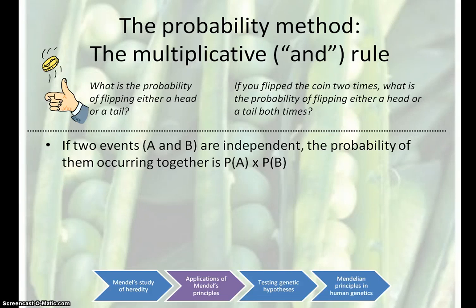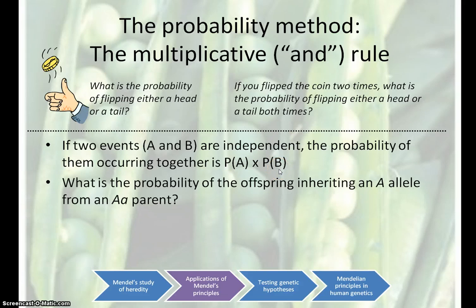All right, so the multiplicative rule. If you have 2 events, in this case a head or a tail, or A or B, if they're independent of each other, which means when you flip a coin, you have equal chance of getting one or the other, the probability of them occurring together, that's where my AND comes in. That's why I call it the AND rule. The probability of having those 2 events both occurring is going to be the probability of the first event, let's say tails, times the probability of the second event, maybe getting tails again.